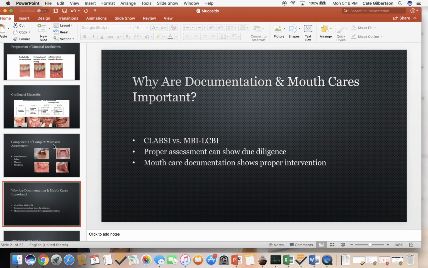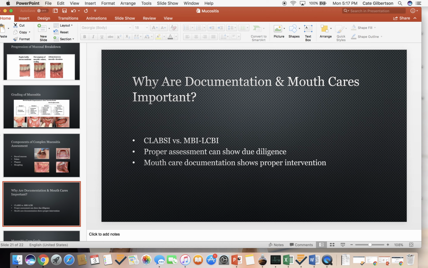Proper assessment can show that we have done our due diligence. We are looking in the mouth to keep track of the spread of infection. And then we want to show our documentation of mouth cares because it shows that we're properly intervening for these patients. As we touched on, there are some other interventions that are out there in research. But before we move to anything like that, we want to see, is just doing mouth cares effective? So we have our rates of MBI-LCBI for this year.